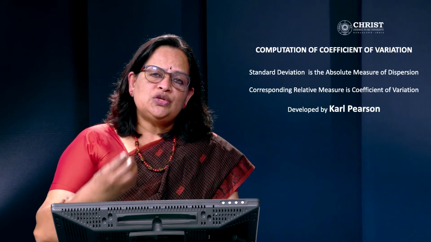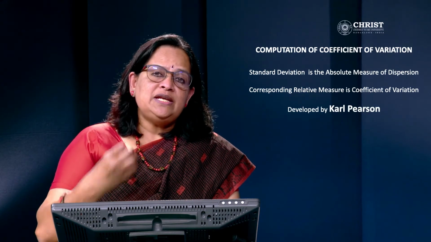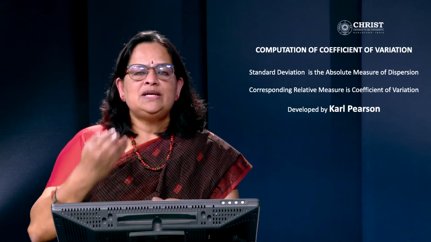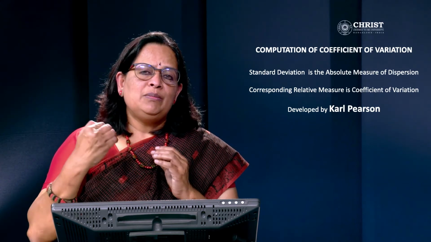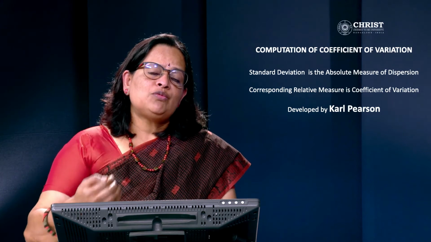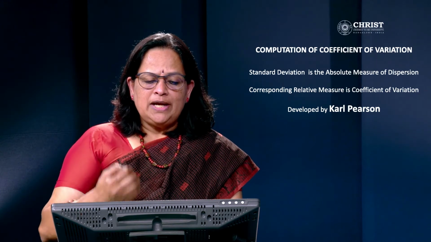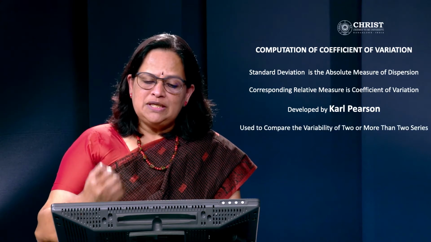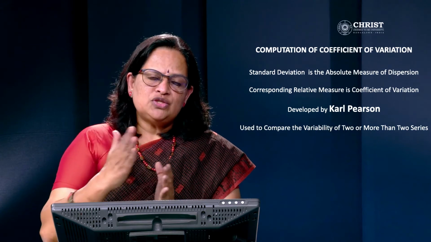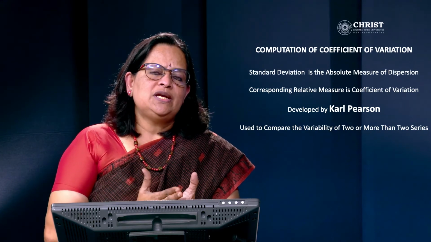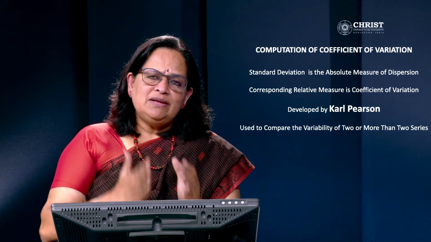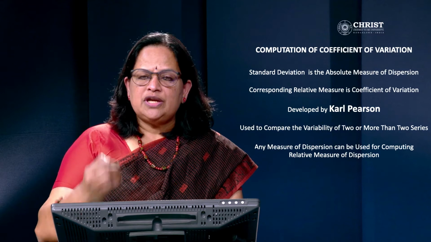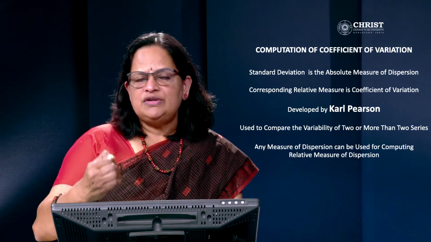And this method was developed by Karl Pearson in 1893. Now in 2021 also we are using this method and we are learning this. That means that is the importance of this measure we are going to learn. It is the most widely used measure of relative variation and is used to compare the variability of two or more series: performance of two companies, two students, two players, or anything we can compare. Any measure of dispersion can be used for computing a relative measure of dispersion.